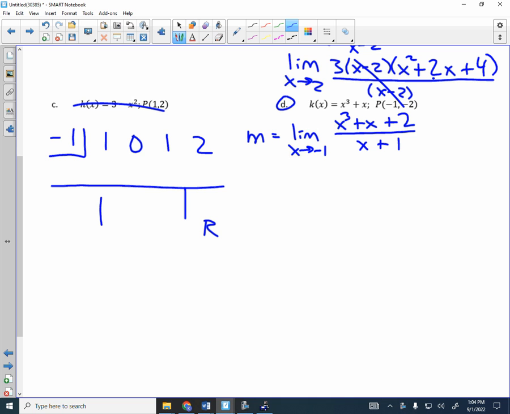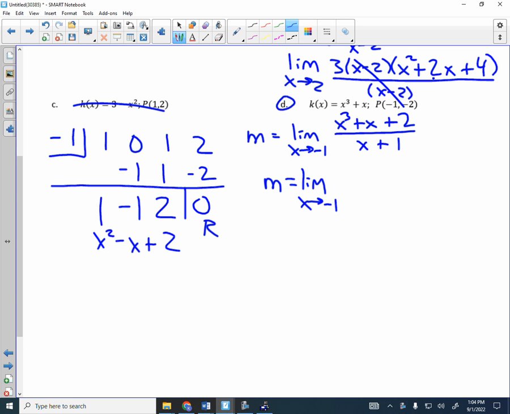Bring the 1 down, then, and get? What do I do next? Add 1. Add to get 2. So it looks like we have x squared minus x plus 2. Is that accurate? So we have the slope is equal to the limit as x goes to negative 1 of.